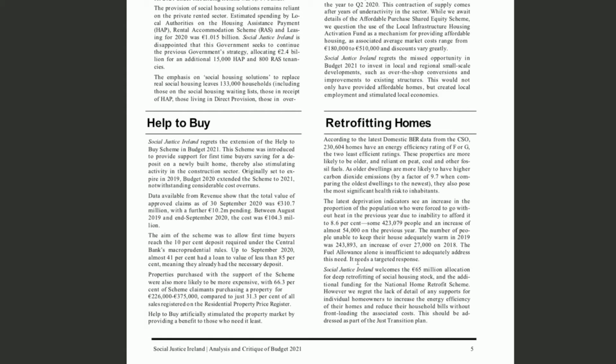However, we regret the fact that the emphasis has moved away from supporting individual households and remains on grant assistance. There is evidence to suggest that many individuals just cannot afford the upfront costs in terms of these grants. So it is disappointing that more moves were not made to support individual households, particularly when we consider that over 230,000 households have the lowest energy efficiency ratings.